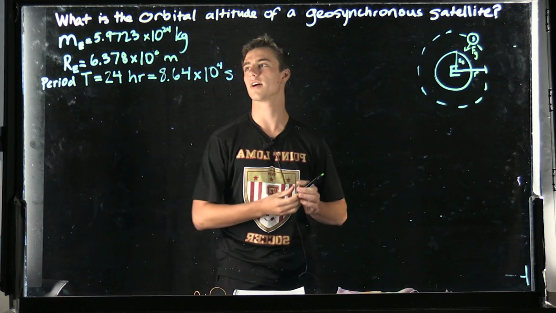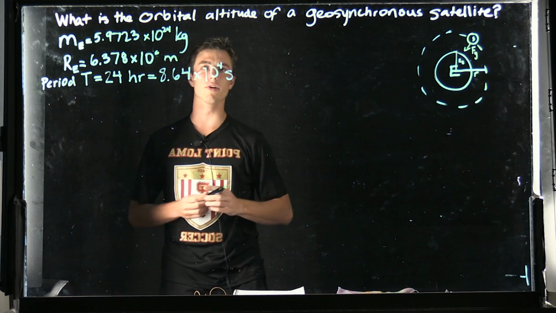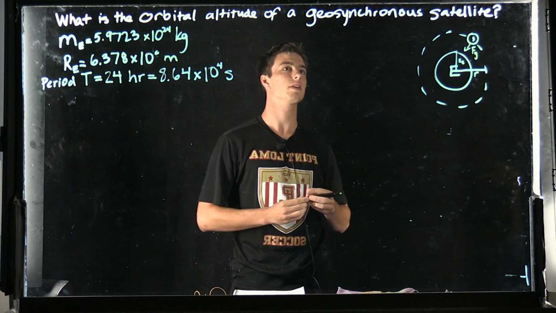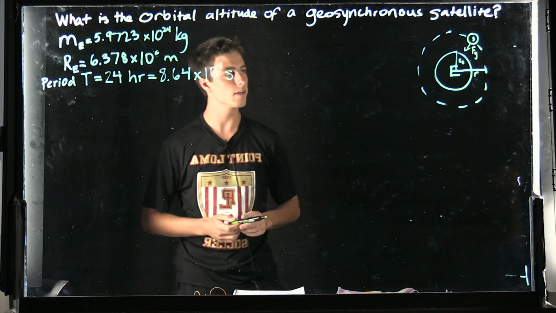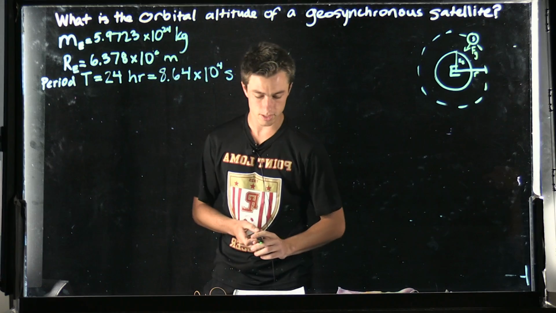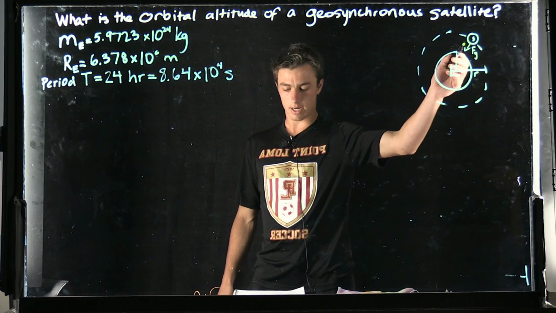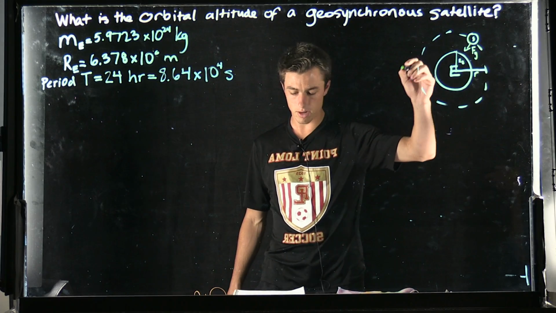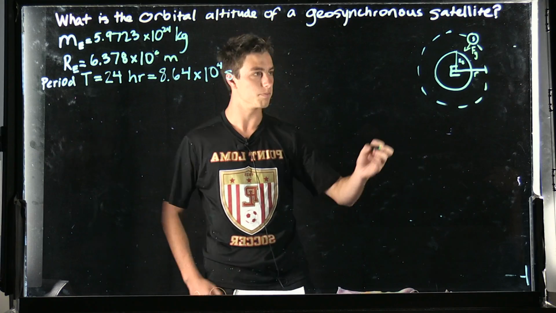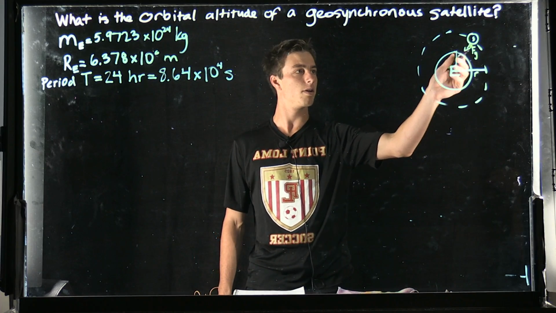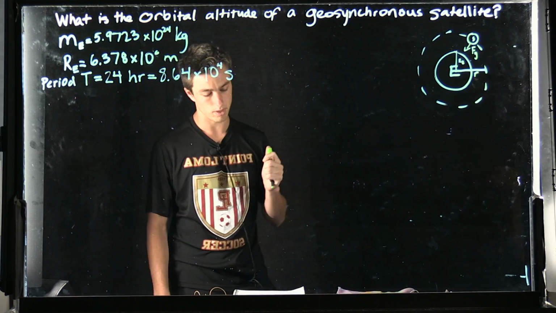Today we are going to try to find out what is the orbital altitude of a geosynchronous satellite. What that means is this satellite orbits around the Earth and it always stays above the same spot of the Earth. So it has the same angular velocity as the Earth.